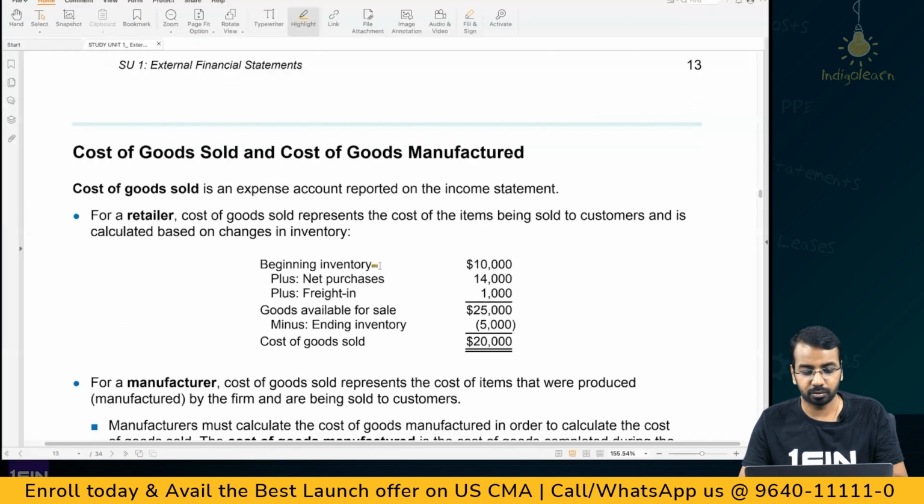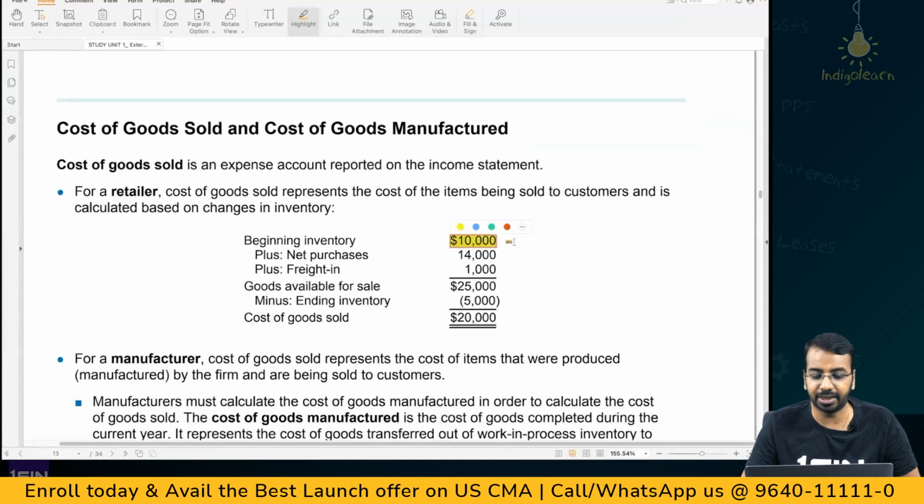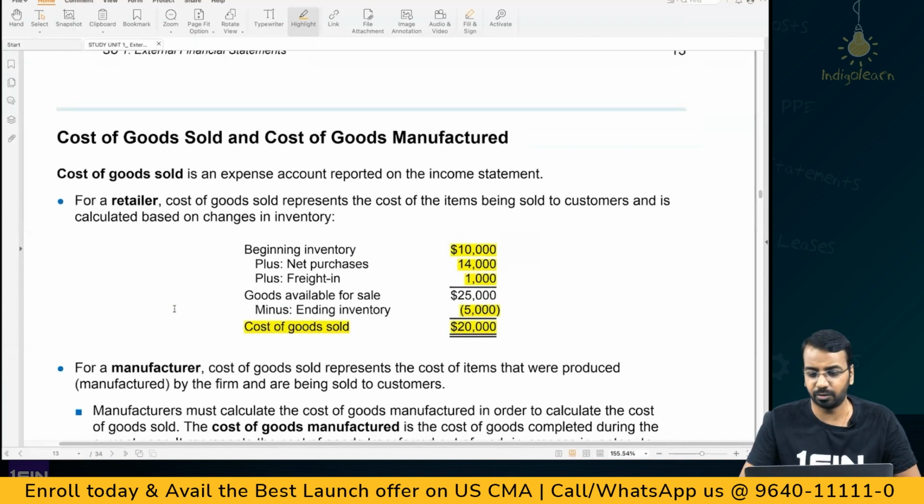Okay, so here you have beginning inventory 10,000, purchases 14,000 plus freight expenses 1,000, minus ending inventory 5,000. COGS is 20,000. Okay, any question in this? This is a basic calculation again.